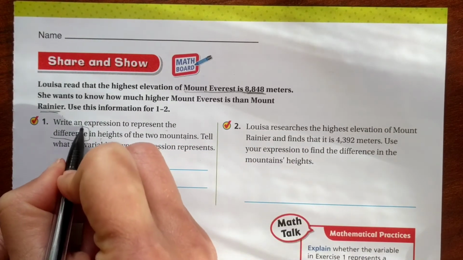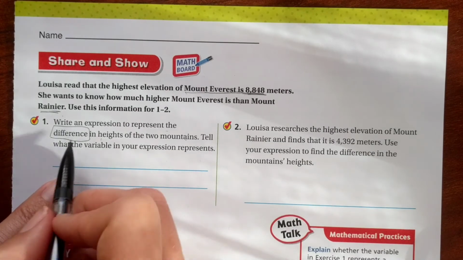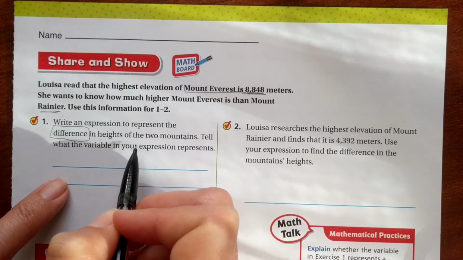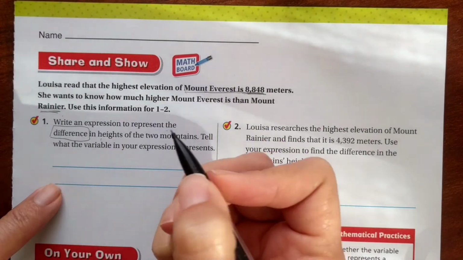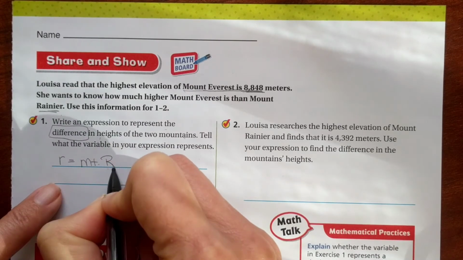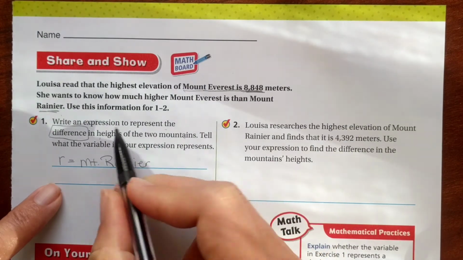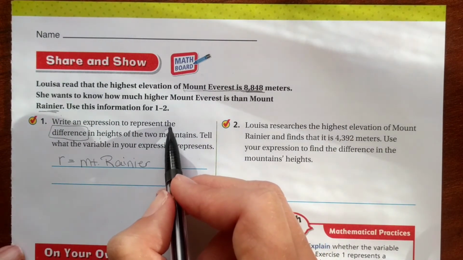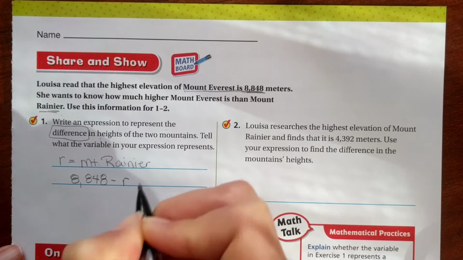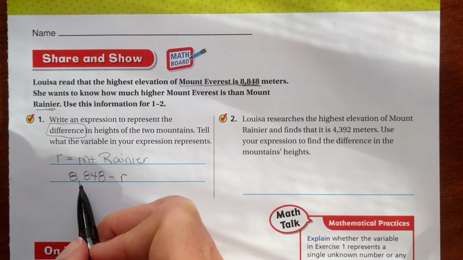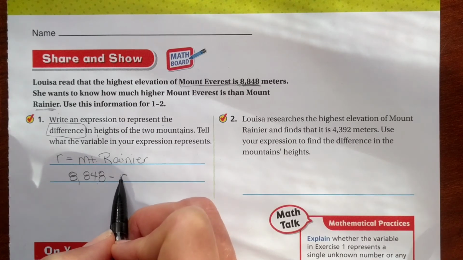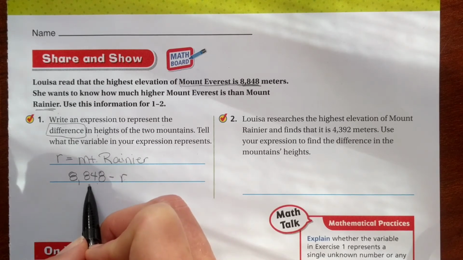So what does this word right here mean? What operation is going on? That would be subtraction. And then tell what the variable in your expression represents. Well, I'm going to say R for Mount Rainier. So R equals Mount Rainier. And then I'm going to write the expression. So I would make it 8,848 minus R. I know that Mount Everest is the tallest mountain in the world. Therefore, I put it first so that the difference would come out positive. Mount Rainier is going to be shorter, so I want to subtract the height of Mount Rainier from Mount Everest.